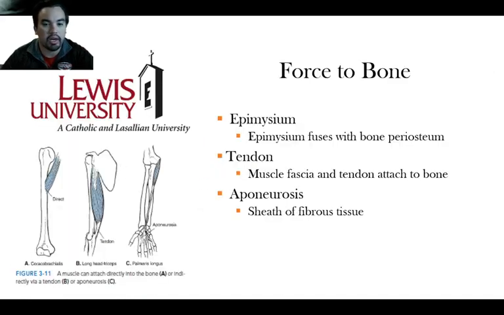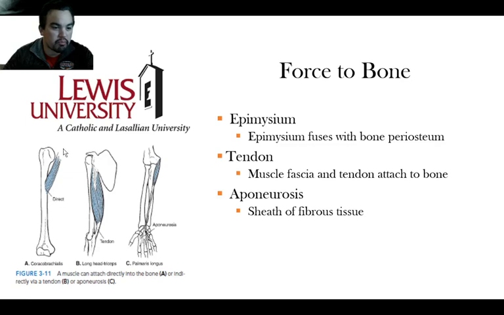So then we move on, and we start looking at how this force is directed to the bone. So when we look at that, we look at it's either through an epimysium, a tendon, or aponeurosis. Okay, an epimysium, it fuses with the bone at the periosteum. So it's a direct link.